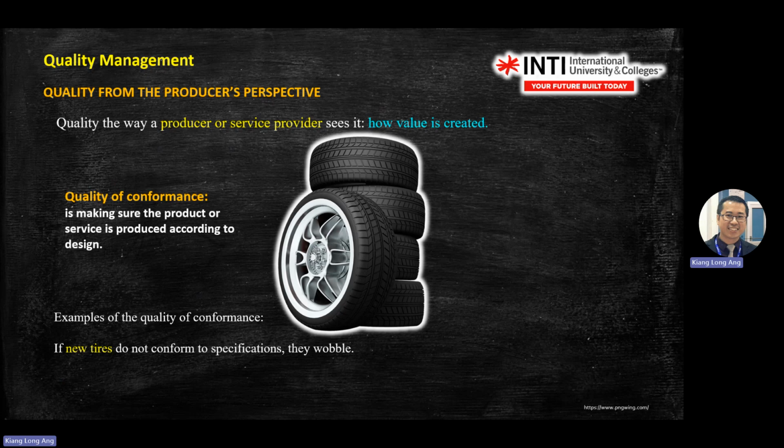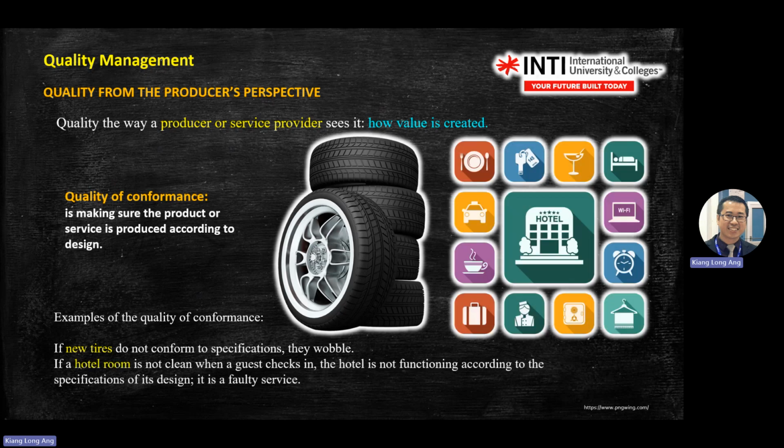So, for example, tires, right? So tires, if new tires do not conform to the specification, they will wobble. So this one is make sure that the product, this from the perspective that the tires meet certain quality. For example, hotel rooms. Hotel rooms, if the hotel room is not clean during the check-in process, hotel will not function accordingly. So they become faulty. So this one is quality of conformance. It depends on industry to industry.